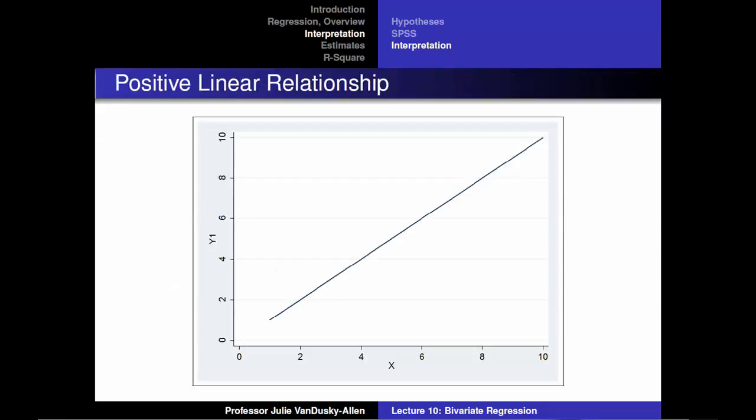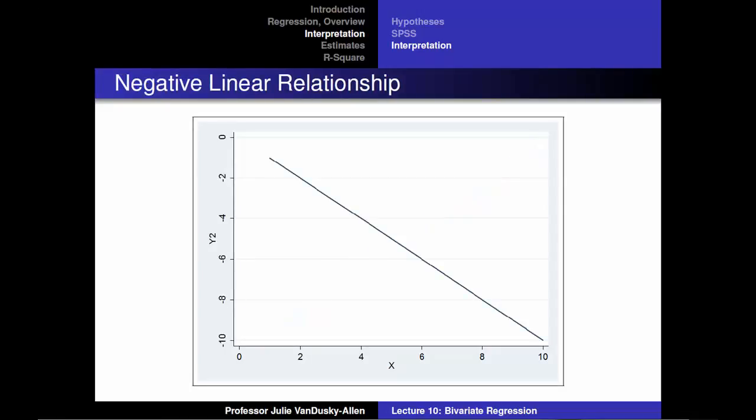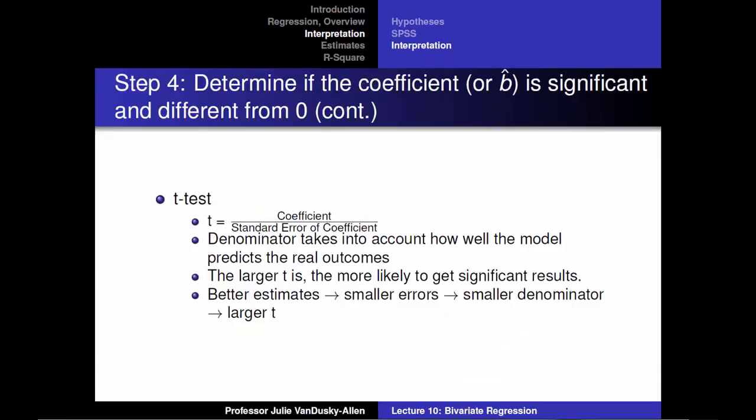Once again, if it is positive, as the independent variable increases, the dependent variable increases. And if it is negative, as the independent variable increases, the dependent variable decreases. I am not going to teach you how to calculate whether a coefficient b hat is statistically different from 0. Once again, I will cover that in Paul's 398. But I will tell you the intuition behind the calculation.